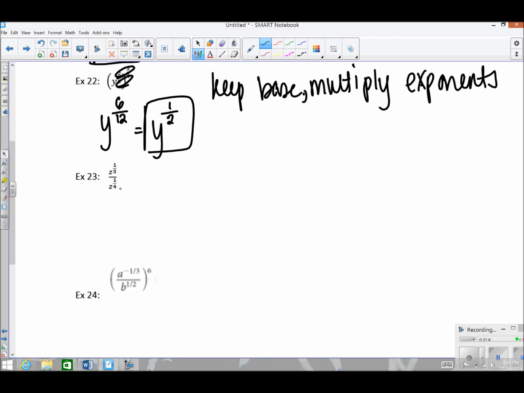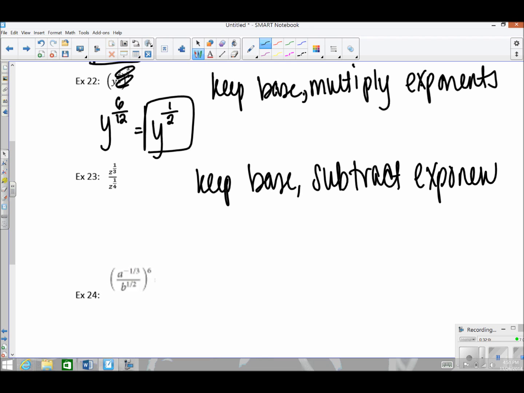Here we are dividing, so we keep the base, and we're going to subtract the exponents. So you're going to have z to the 1/3 minus the 1/4. So off to the side here, let me do that. So 1/3 minus 1/4. My common denominator for both of these is going to be 12, because 3 and 4 both go into 12.